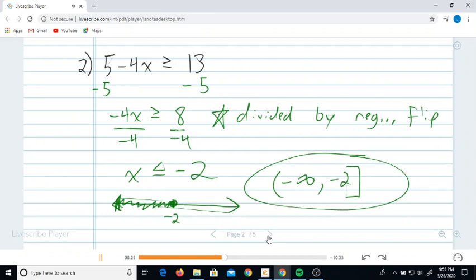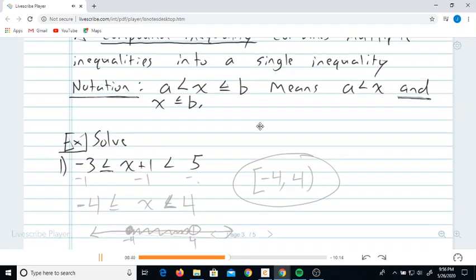We have to pick a number below negative 2. Suppose we pick, say, negative 5. Well, if I plug in negative 5, then you would get 5 plus 20 is 25. 25 is greater than 13, and that does work. So you have to pick numbers below negative 2 in order to make this statement true. So let's step it up to compound inequalities.